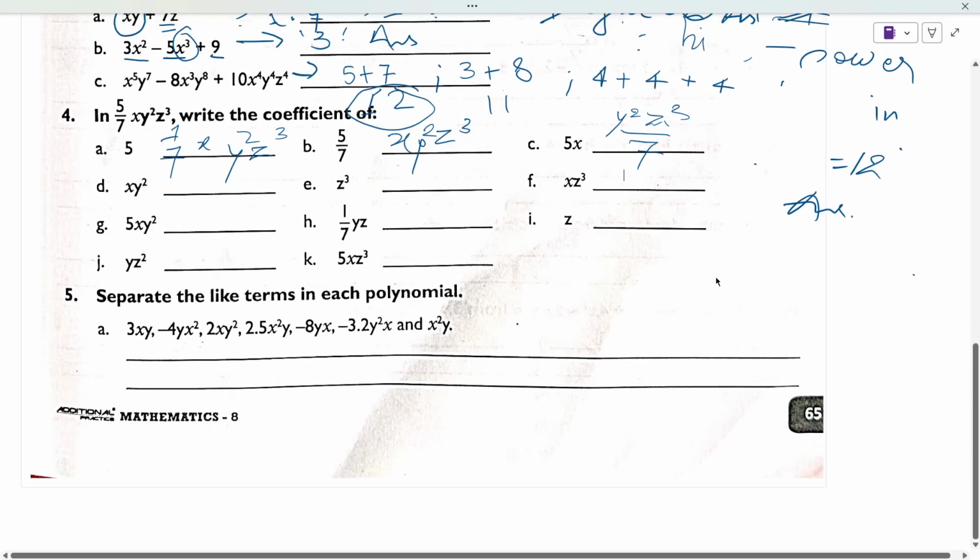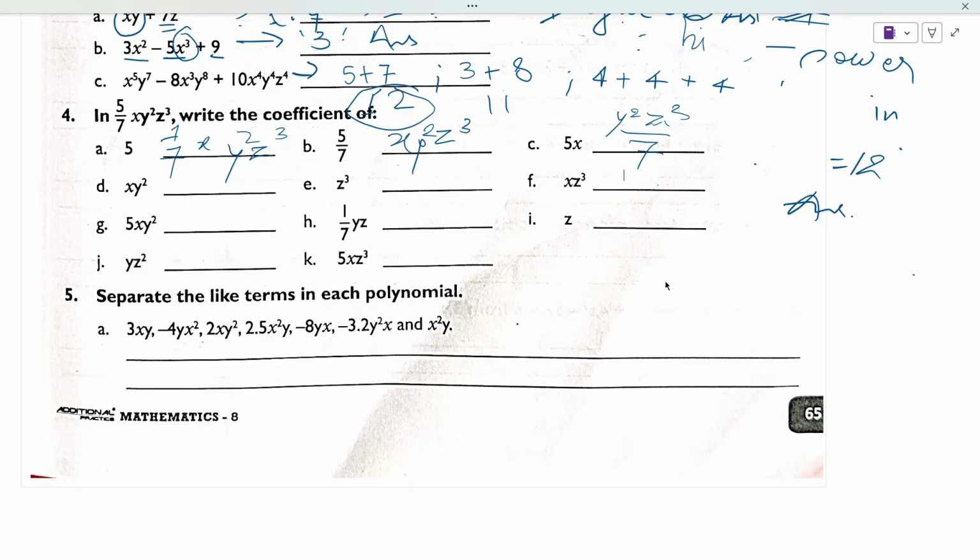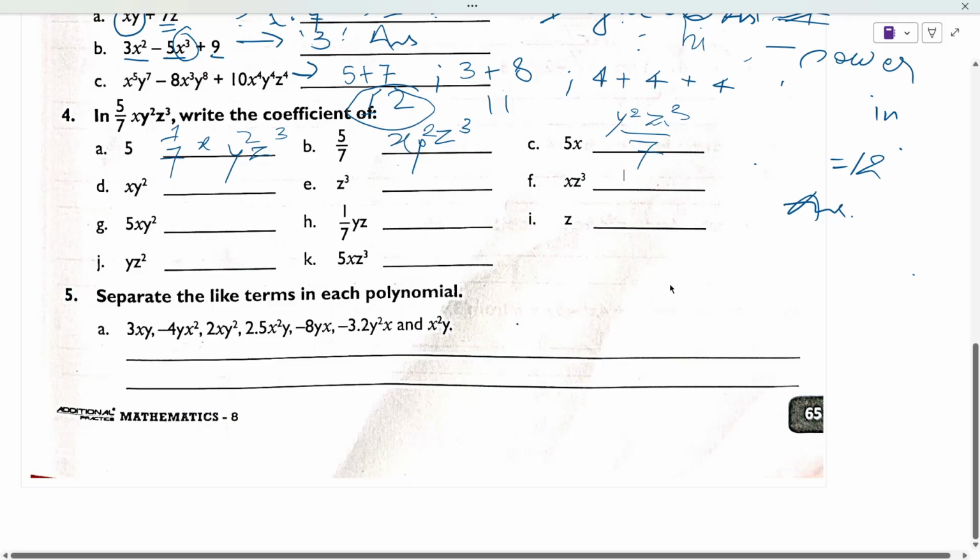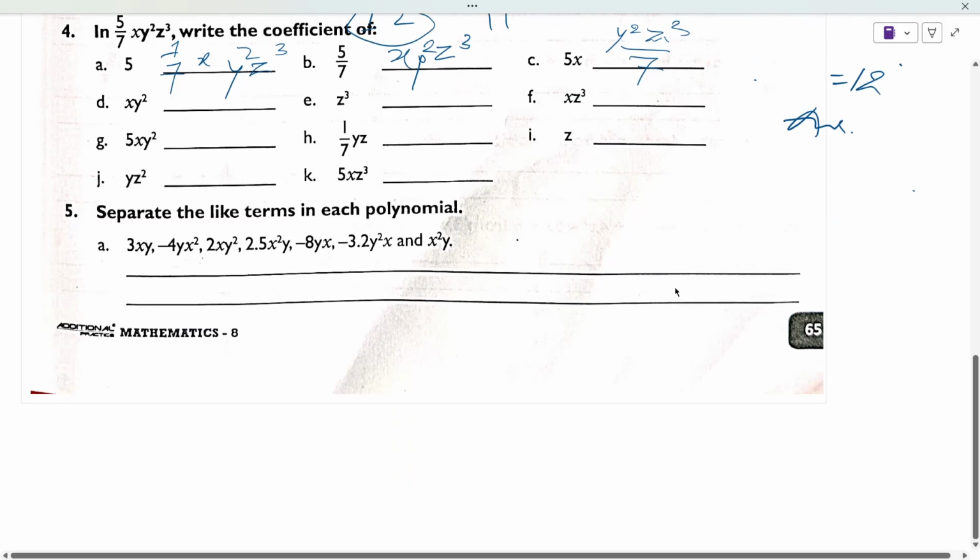In CBSE it is simply coefficient, although in ICSE we teach it as numerical coefficient and literal coefficient. Numerical means numbers act as coefficient, and literal coefficient means only variables act as coefficient. In all cases, if it is asking for the coefficient of any particular term, ignore that part, and whatever is associated with it does the role of coefficient.